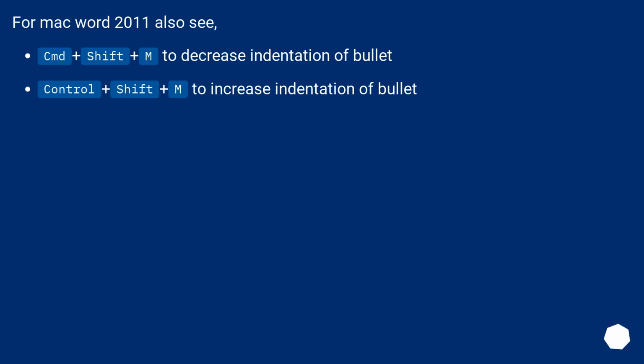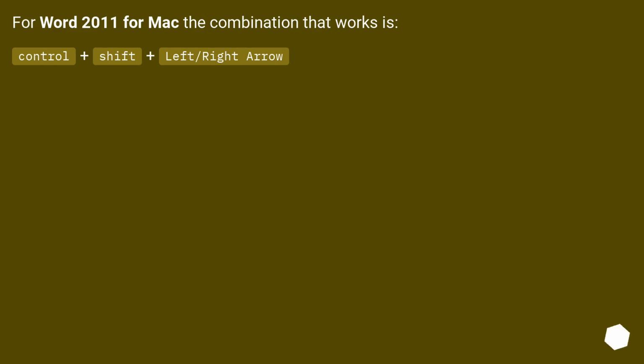For Mac Word 2011, also see Cmd plus Shift plus M to decrease indentation of bullet, and Control plus Shift plus M to increase indentation of bullet. For Word 2011 for Mac, the combination that works is Control plus Shift plus left/right arrow.